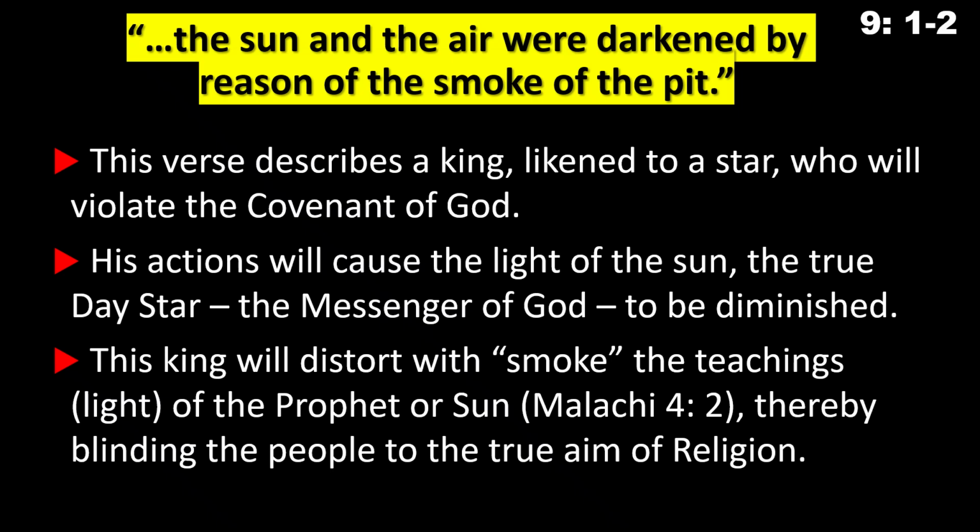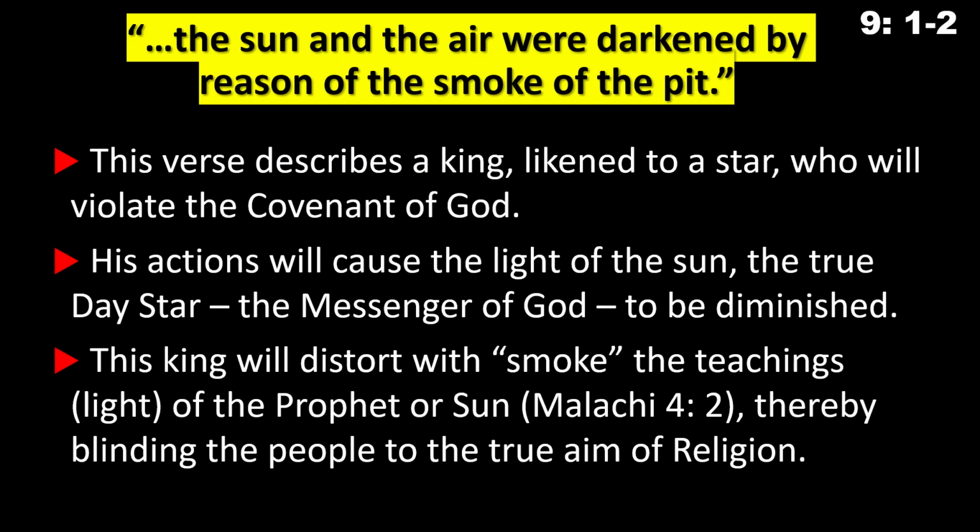Now to look at this clause. "The sun and the air were darkened by reason of the smoke of the pit." This verse describes a king likened to a star who will violate the covenant of God. His actions will cause the light of the sun, the true day star, the messenger of God, to be diminished. This king will distort with smoke the teachings, the light of the prophet or son. That's from Malachi chapter 4, verse 2, thereby blinding the people to the true aim of religion.